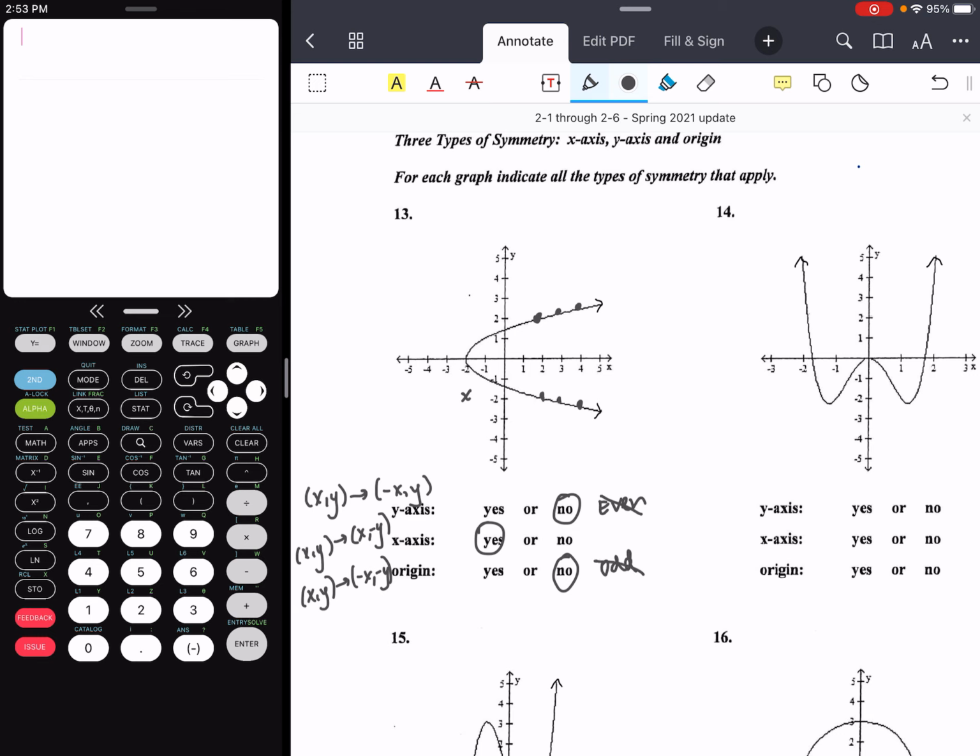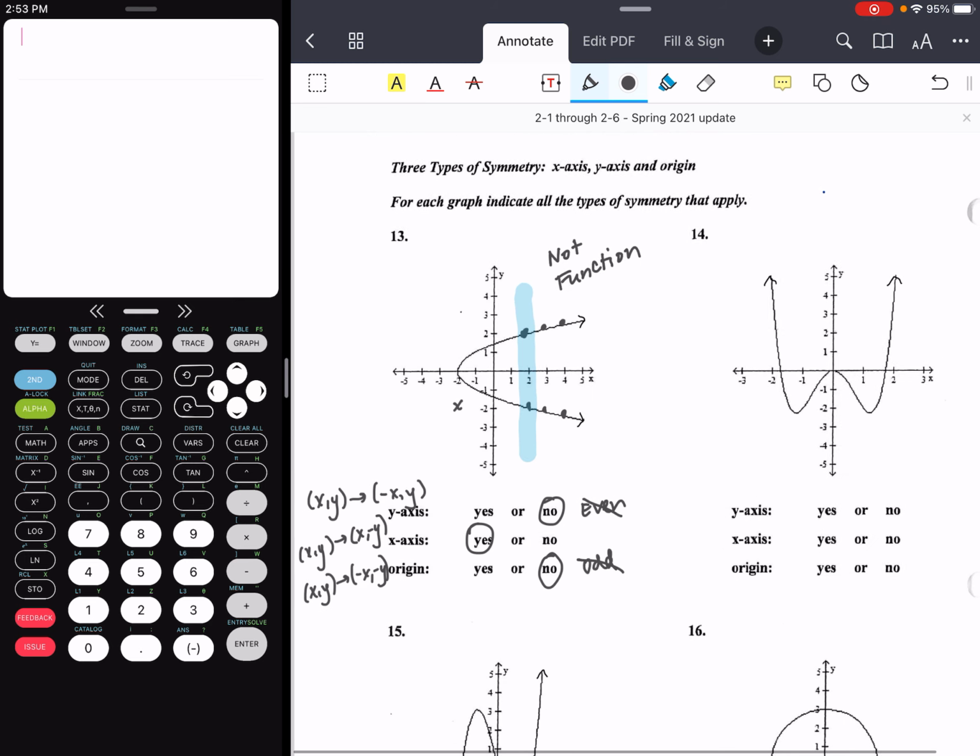And what type of function is it? It's actually not even a function, right? It fails the vertical line test. So number 13 is actually not a function at all. It's not even, it's not odd, and it's not even a function.